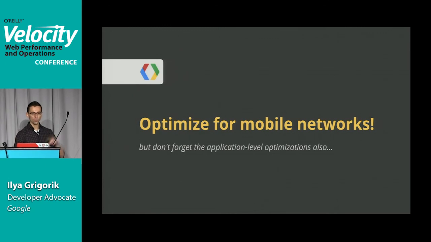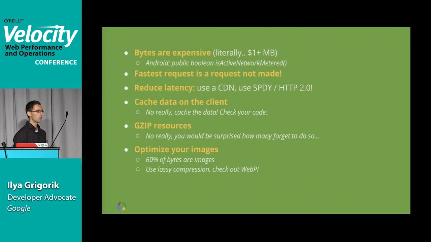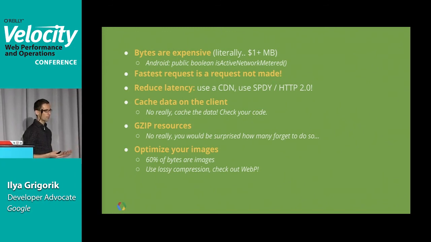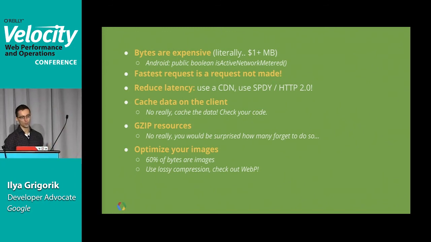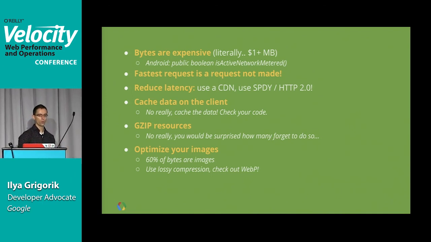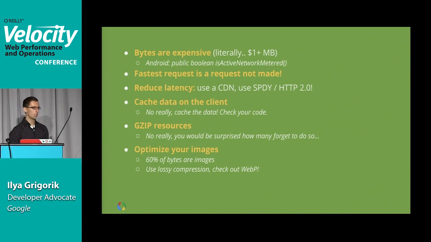I do want to come all the way around and highlight the fact that obviously application optimizations matter quite a bit. We talked about the lower levels and how you can optimize for this kind of thing, but there are many things that you can do that are just as important, if not even more important sometimes, which is that bytes are expensive, literally, for a lot of mobile users. If you've ever roamed, then you know that 1 megabyte can cost you $1 or more when you're roaming. So bytes are expensive. The best request is a request that you don't have to make.